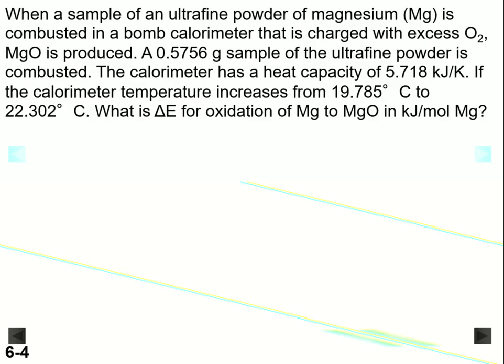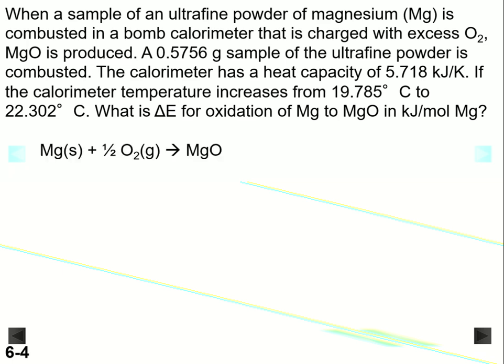If we have a sample that is 0.5756 grams of this ultrafine powder and we burn it, we see that the calorimeter, which has a heat capacity of 5.718 kilojoules per Kelvin, increases its temperature from 19.785 degrees Celsius to 22.302 Celsius. In this case, what is the change in internal energy for oxidation of magnesium to magnesium oxide in kilojoules per mole of magnesium?